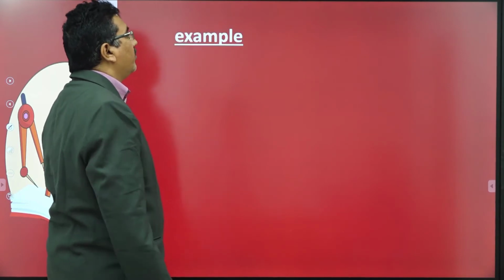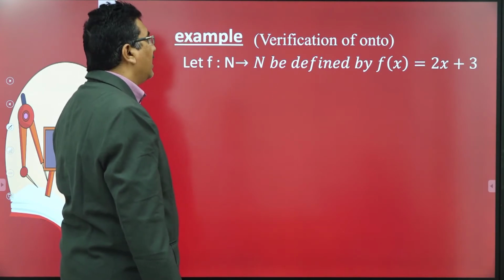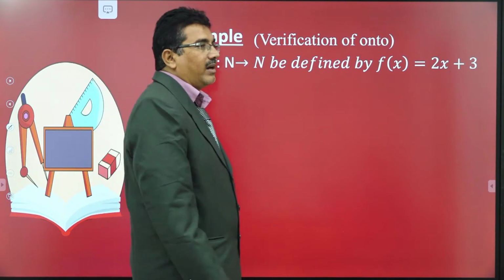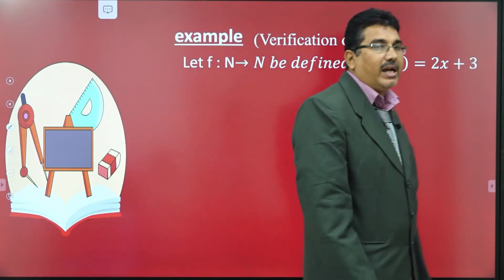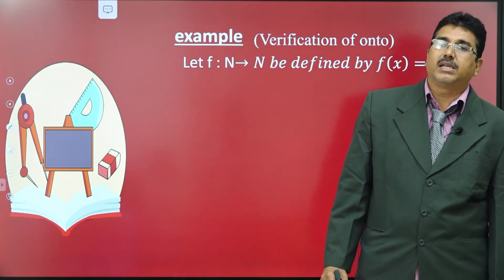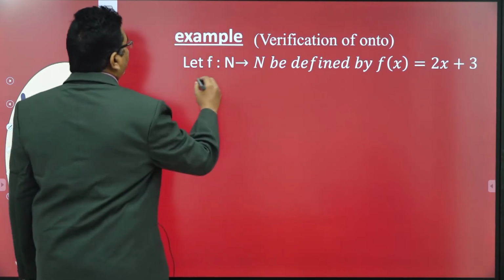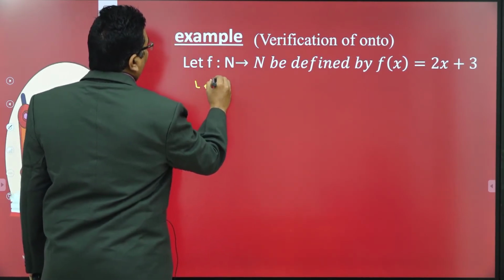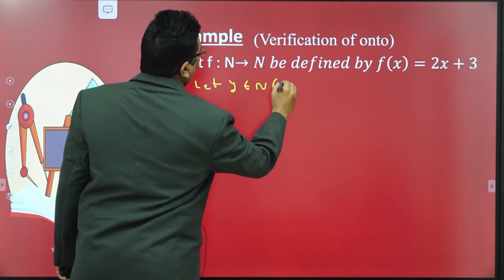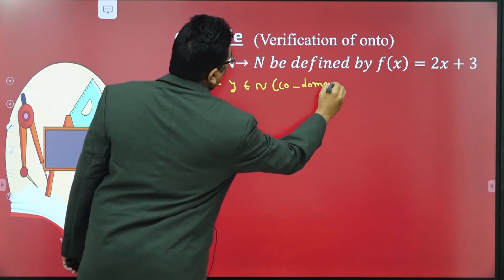See one example for verifying whether a function is onto or into. Let f mapping from N to N be defined by f of x is equal to 2x plus 3. Let y belong to capital N, that is the codomain. Take one element of the codomain.